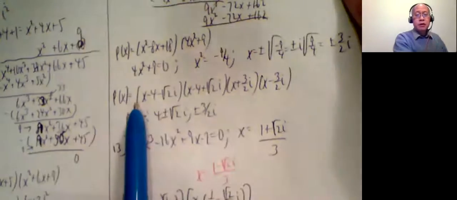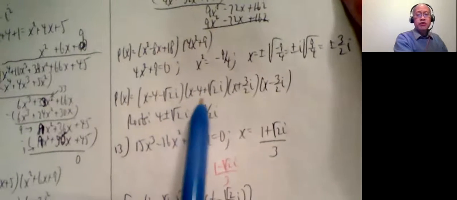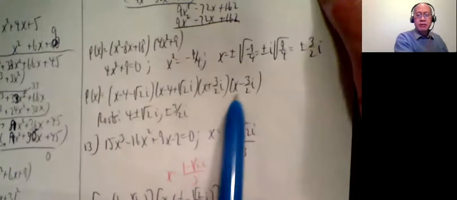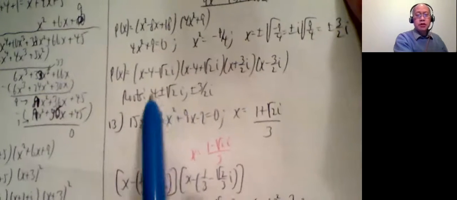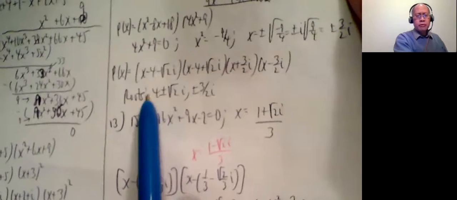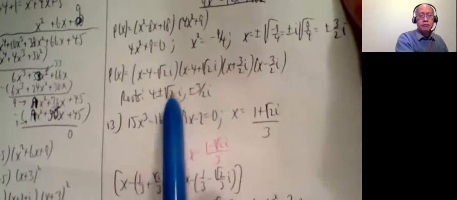My factored polynomial is x minus 4 minus radical 2i, x minus 4 plus radical 2i, x plus 3/2 i, x minus 3/2 i. And here are the roots. Notice they're in conjugate pairs. 4 plus or minus radical 2i, and plus or minus 3/2 i. The 4 solutions are all complex.